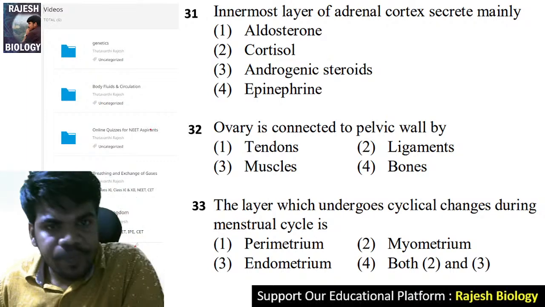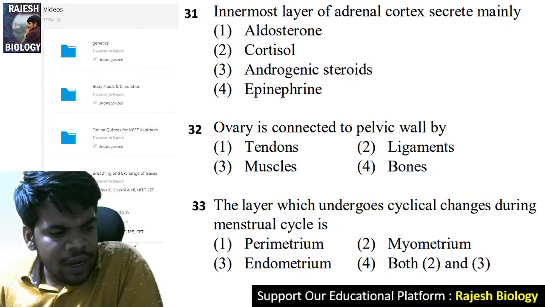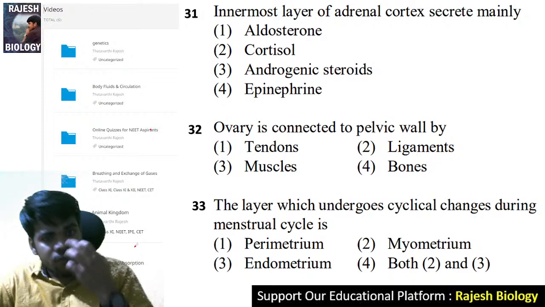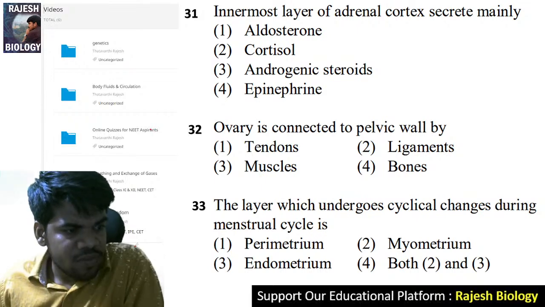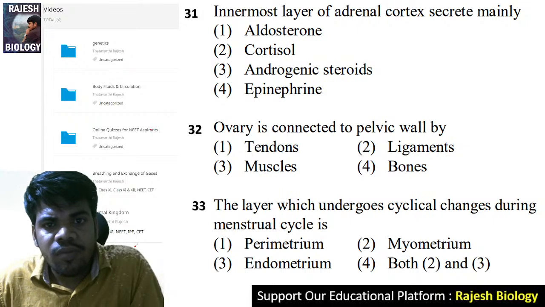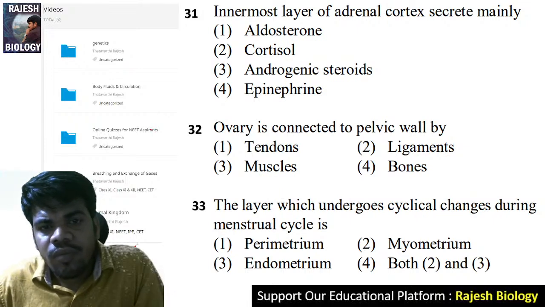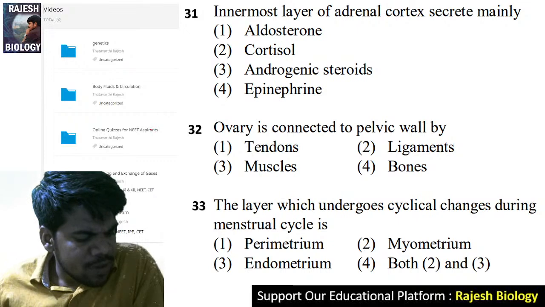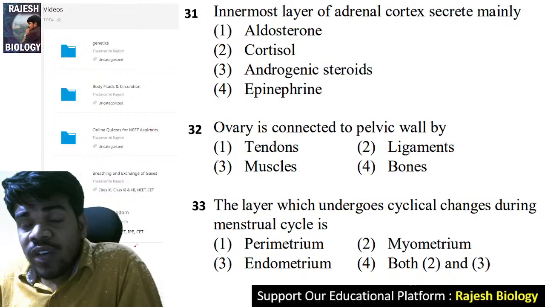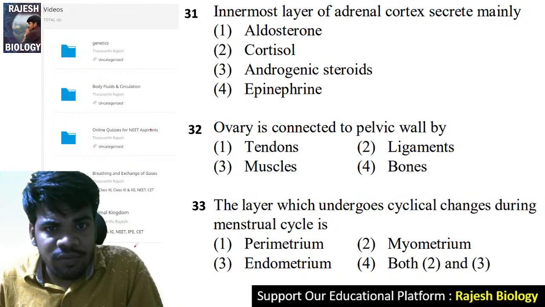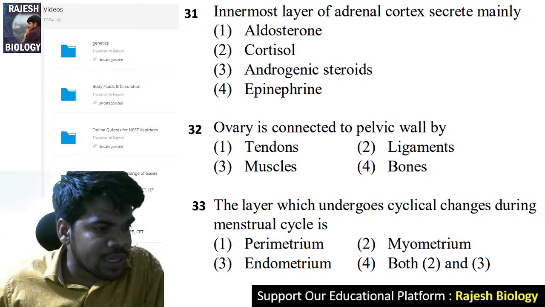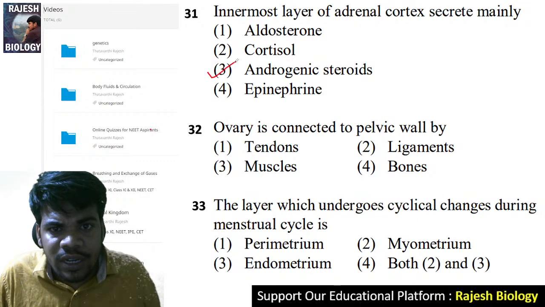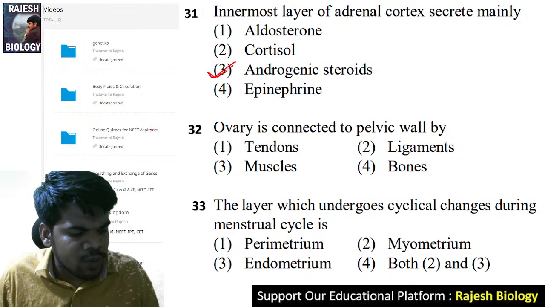31. Yes, right, Chinnu and Dharani. Innermost layer of adrenal cortex secretes mainly. Zona glomerulosa, zona fasciculata, zona reticularis, like that. There are three layers, right? The innermost layer is going to secrete what? Yes, actually it is not aldosterone, it is androgen. Testosterone is secreted by the innermost layer.